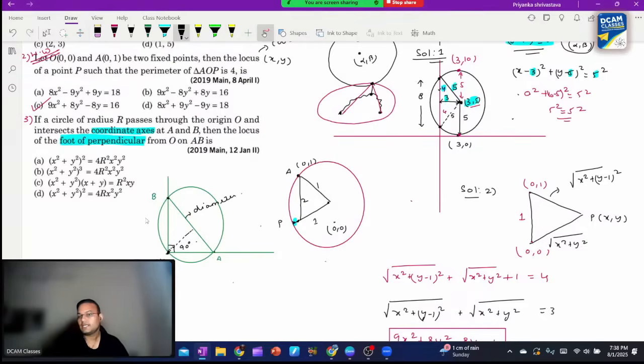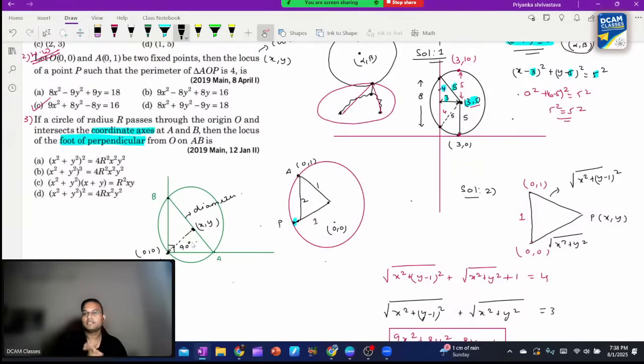So when this is a diameter, that does not mean it is the center. It's definitely a diameter, but that does not mean the foot of perpendicular from 0, 0 is the center of this circle. How will you solve it?